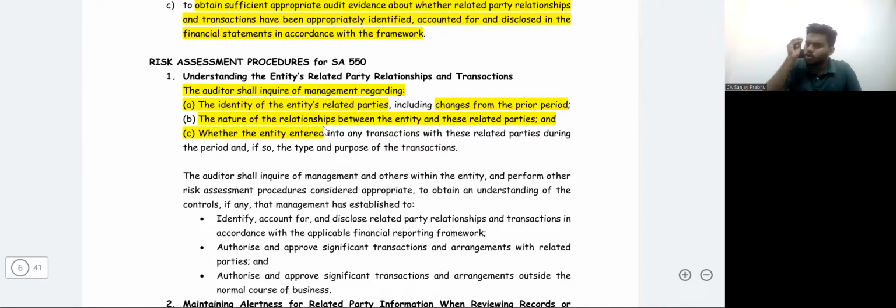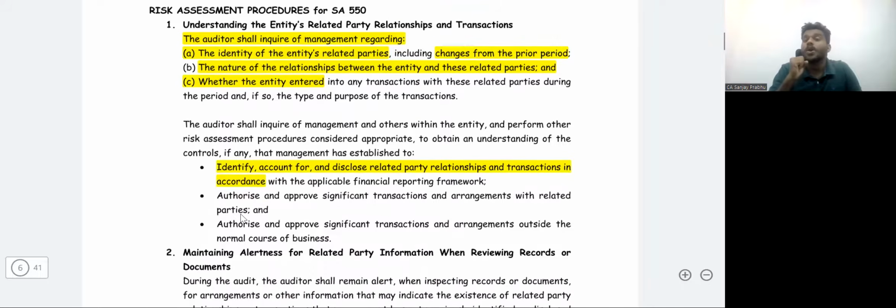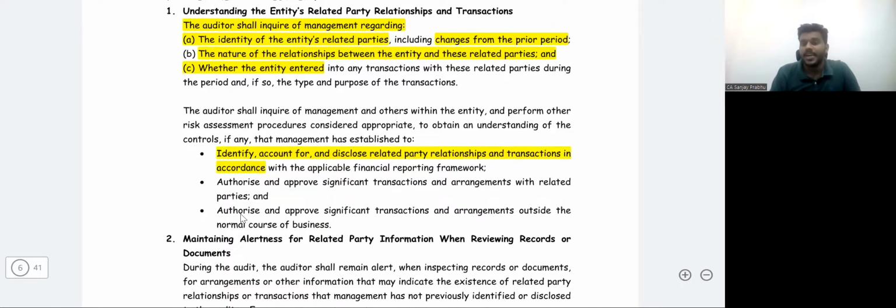See, as an auditor, I should understand how the management is identifying, accounting, and disclosing the related party. So I will go to the management. I will straight away inquire what are the controls you have implemented to identify, account, and disclose the related party relationship and transaction. Next, I will inquire who authorizes the transaction with the related party. We know as per section 188 and section 177, we have to obtain the approval of the audit committee, board of directors, members, all this, right? So who authorizes and approves the transaction with the related party?